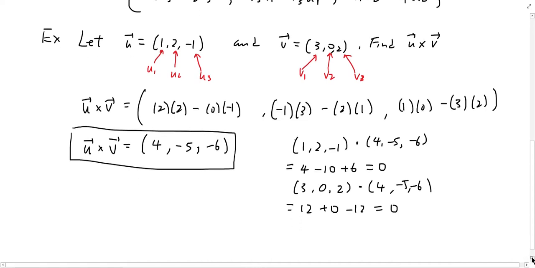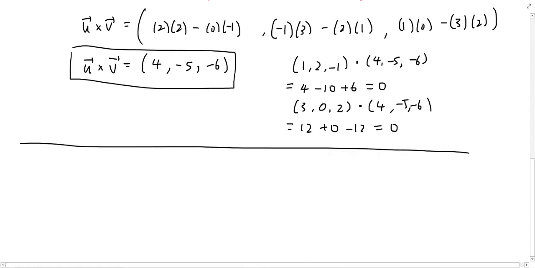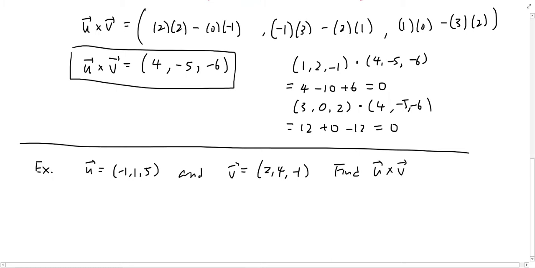Now, some of you might find the cross product difficult to memorize. And some of you might learn how to find the cross product in physics, which shows you slightly different methods. So we can definitely try that too. So let's say I have vector u, which is negative 1, 1, 5. And let's say vector v is equal to 2, 4, negative 1. Let's try to find u cross v.